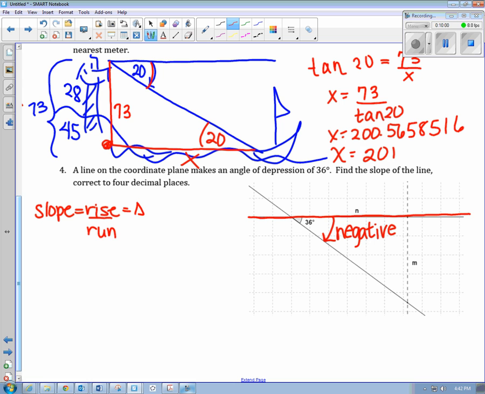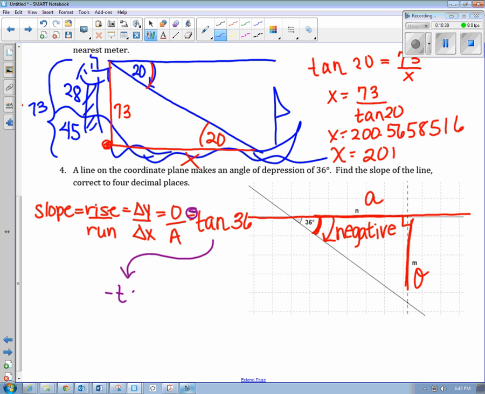Or change in y over change in x, however we want to look at it. But one thing that you would want to notice in a situation like this is that with respect to this 36-degree angle, this is the opposite and this is the adjacent, which means that if we're doing the rise over the run, we're technically doing opposite over adjacent, which means we're really doing tangent. So this is technically the tangent of 36, and we have to remember that we've got to put a negative in here because it's a negative angle. It's an angle of depression.